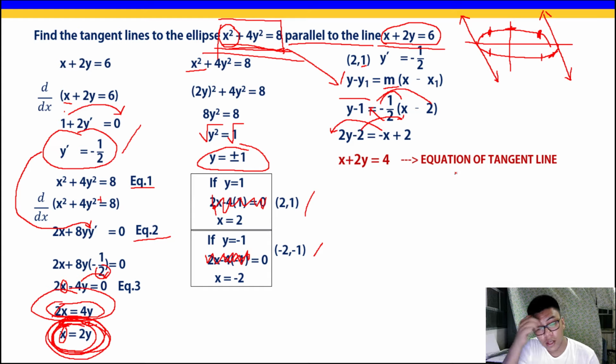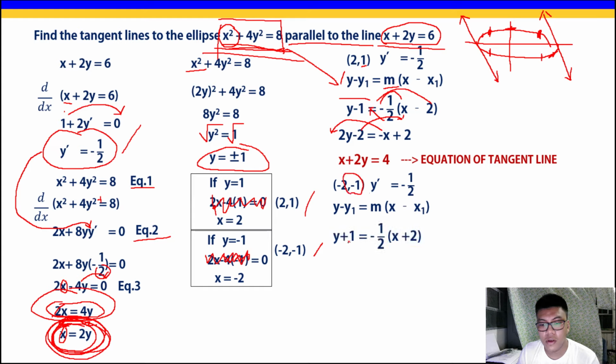That is one of the equation ng ating tangent line. So, another point, negative 2, negative 1, and the slope of negative 1/2. So, substituting, yung ating y sa buwan natin, negative. So, magiging positive ka ngayon dito. Negative times negative, we have positive 1. Slope mo, negative 1/2 pa rin. Then, yung x sa buwan mo, negative din. So, negative times negative ulit. So, positive 2 ka ngayon dito.